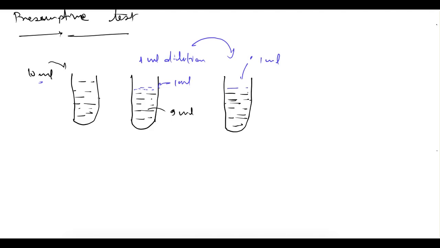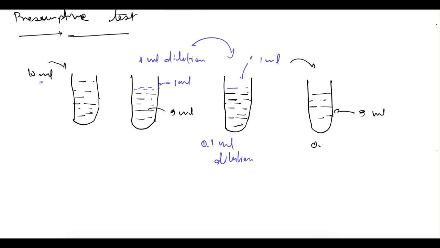So what will it give? It will give 0.1 ml dilution. And further it can go on, that is, if you again take 9 ml sample water here, that is sterilized water, and you add 1 ml from this bottle now, so that will give 0.01 ml dilution.